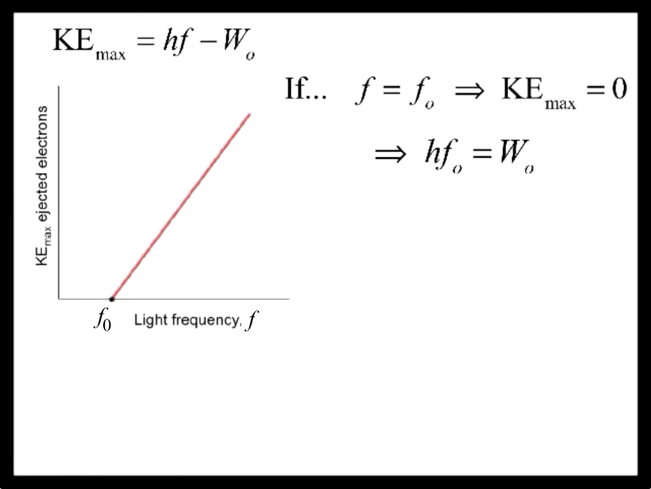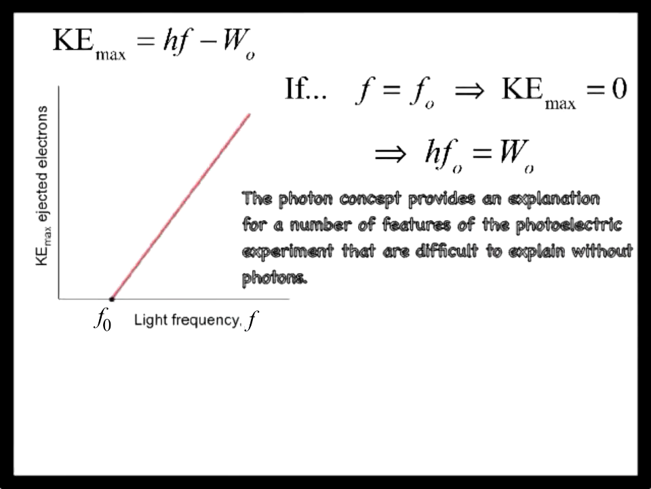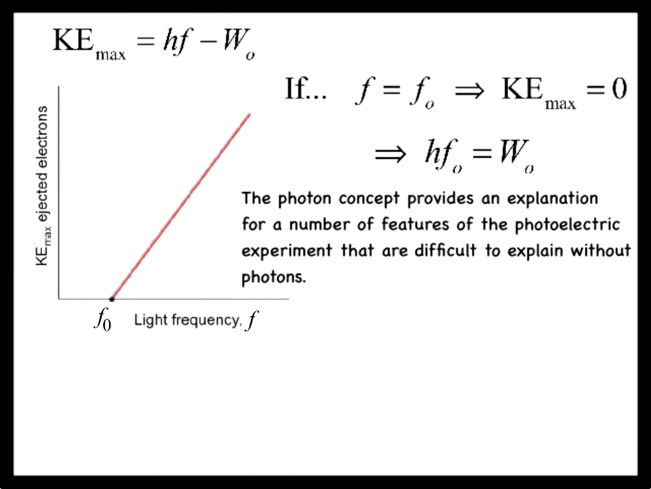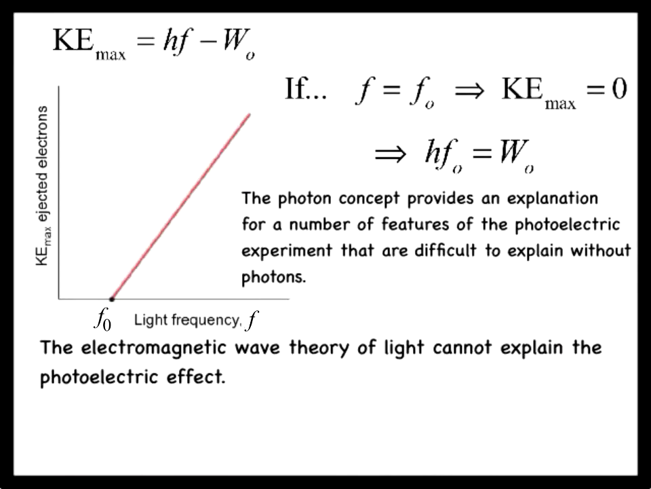The photon concept provides an explanation for a number of features of the photoelectric experiment that are difficult to explain without photons. It is observed, for instance, that only light with a frequency above a certain minimum value, f0, will eject electrons. If the frequency is below this value, no electrons are ejected, regardless of how intense the light is. Furthermore, the maximum kinetic energy of the ejected electrons remains constant for a particular frequency, no matter the intensity of the light.